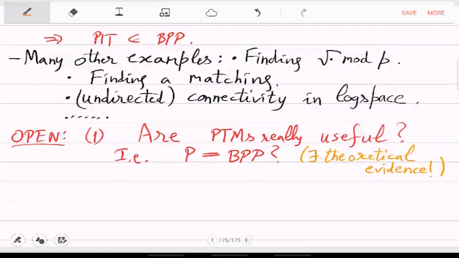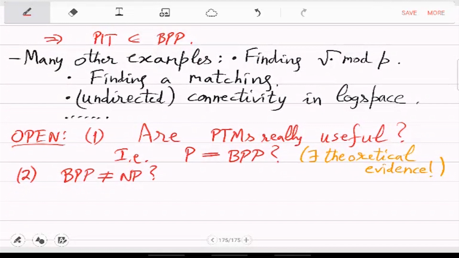In favor of this, which you can see in a more advanced complexity course. Second question is: is this probabilistic certificate weaker than the NP certificate that a verifier needs?